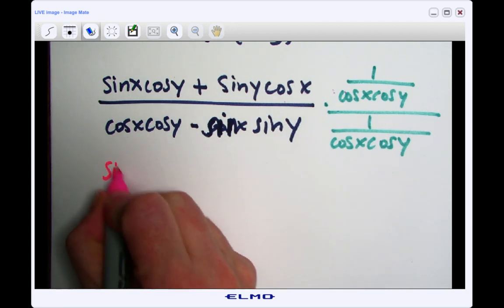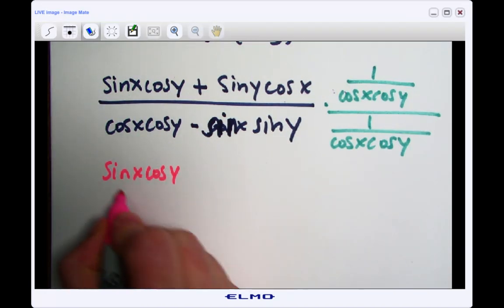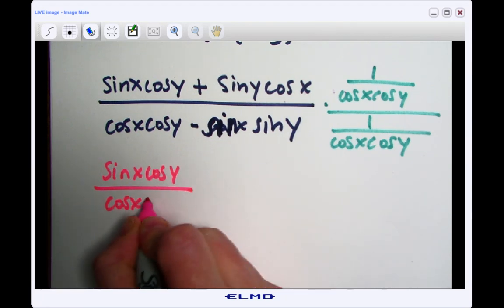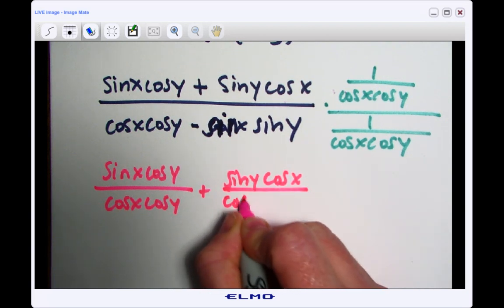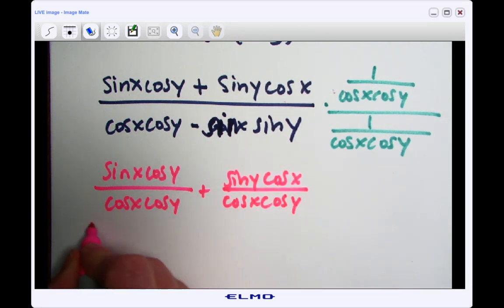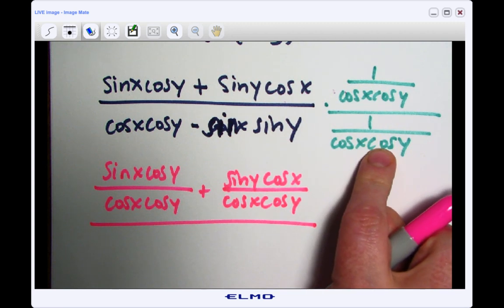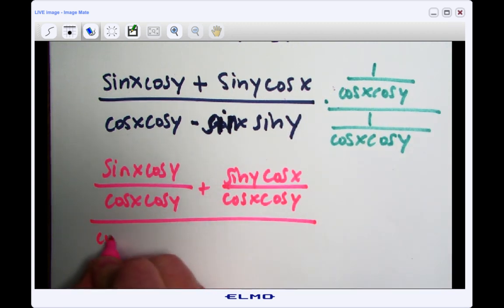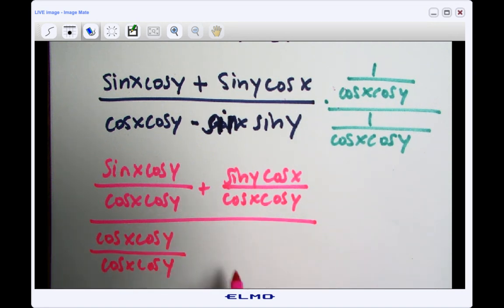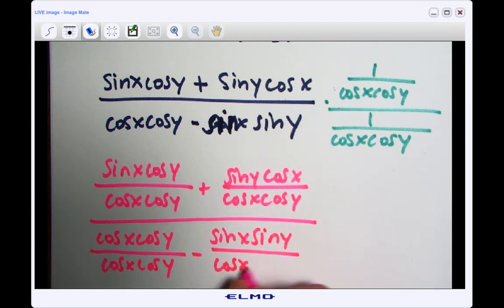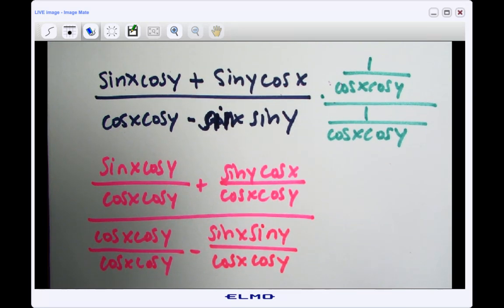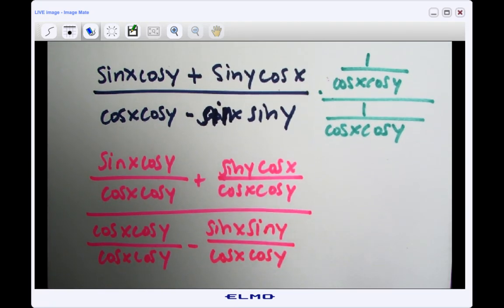So when I do that, I get sine x cosine y over cosine x cosine y plus sine y cosine x over that same thing. And down here, when I multiply these two things, you're going to obviously see, I wasn't going to write it, but I won't be lazy, I'll write it. We can see it's a 1. And then minus sine x sine y over cosine x cosine y. Okay? Nice.